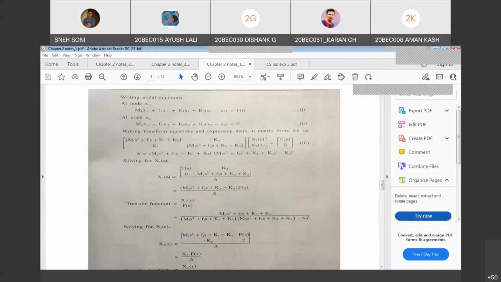You know this method, you have used it in circuits and networks. So how do we find x1 of s? For x1 of s, you replace the first column with this. So f of s, 0 is replaced here, and the second column is as it is, divided by delta. What is delta? The determinant of this matrix. That will be x1 of s divided by f of s. Okay, so x1 of s by f of s is the transfer function.